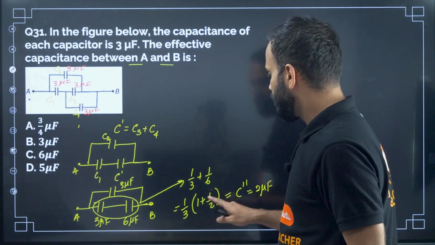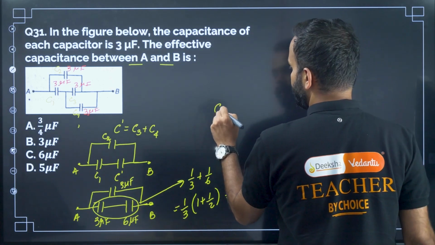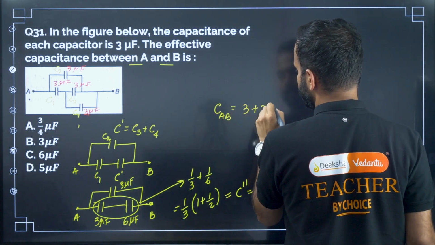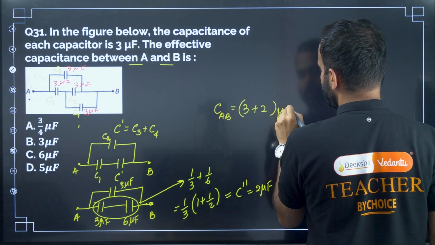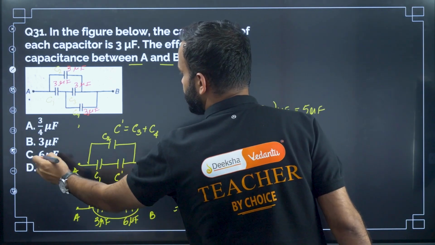Now this 2 microfarad is in parallel with 3 microfarad. So the equivalent capacitance between A and B is equal to 3 plus 2 microfarad, which is equal to 5 microfarad. So the correct option is D.